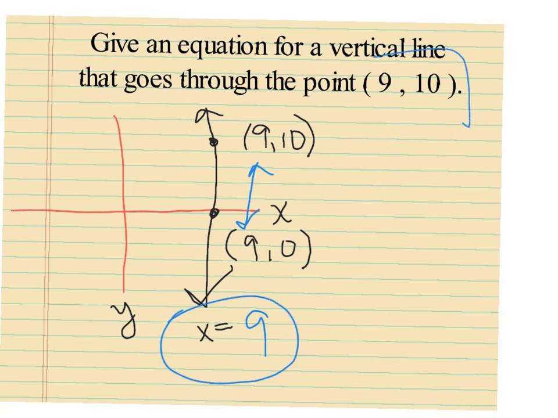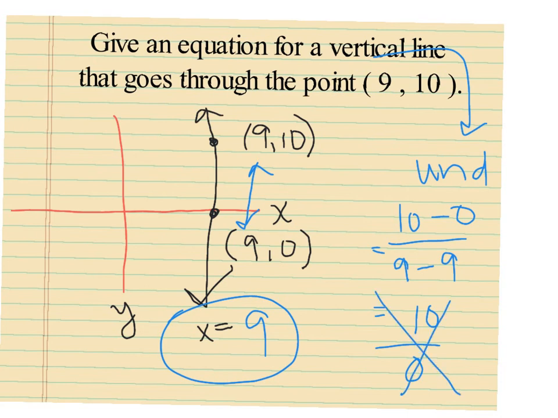A vertical line has an undefined slope because in this case, I could take 10 minus 0 over 9 minus 9, and I cannot have 10 over 0. That doesn't work. Dividing by 0 is undefined.